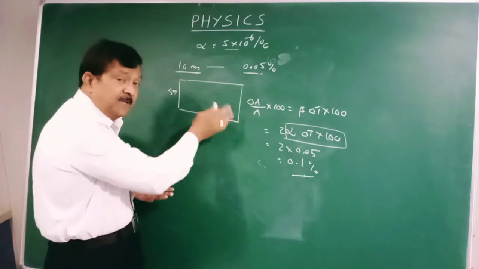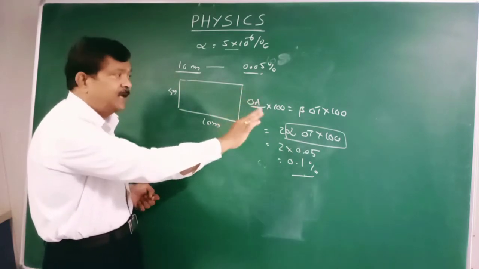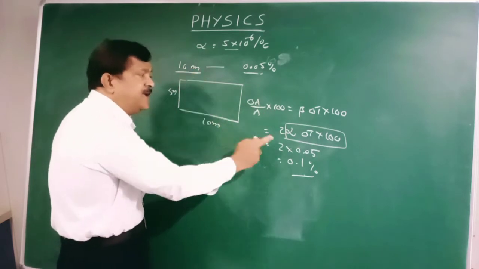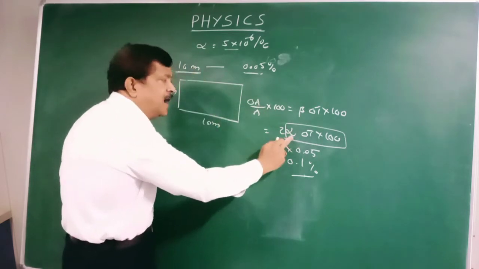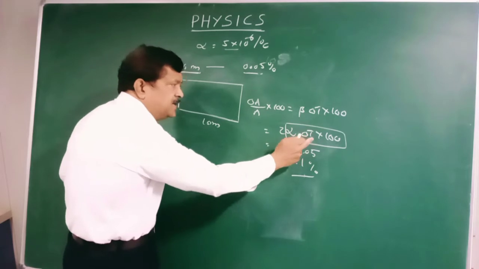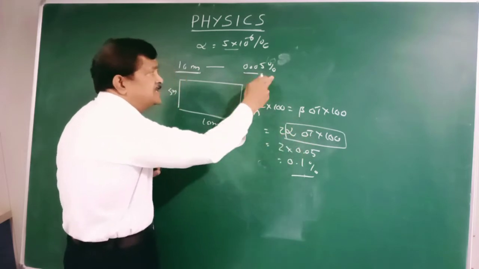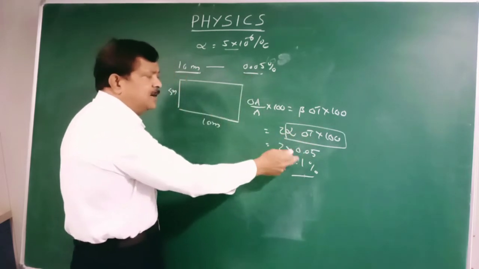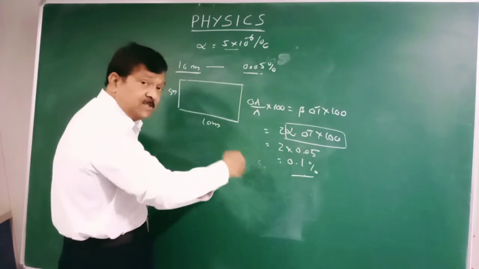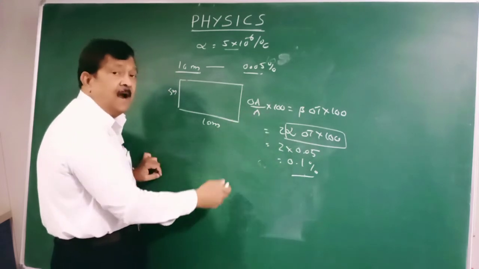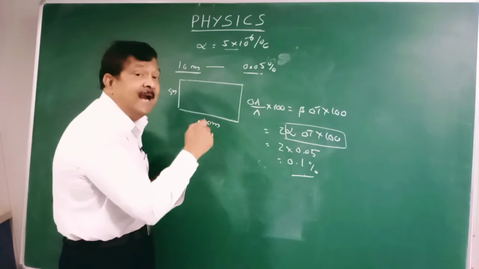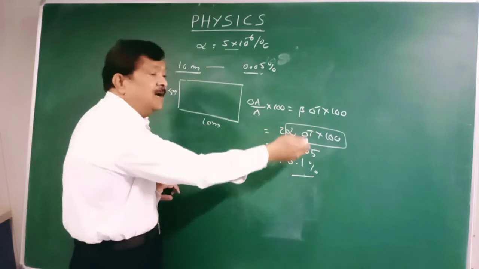Remember, whatever will be the length and breadth, we need not worry about that, because percentage change in area will depend only on alpha and change in temperature. When alpha and change in temperature are the same, automatically the percentage change in the area is double the percentage change in length, and percentage change in volume is triple the percentage change in the length.